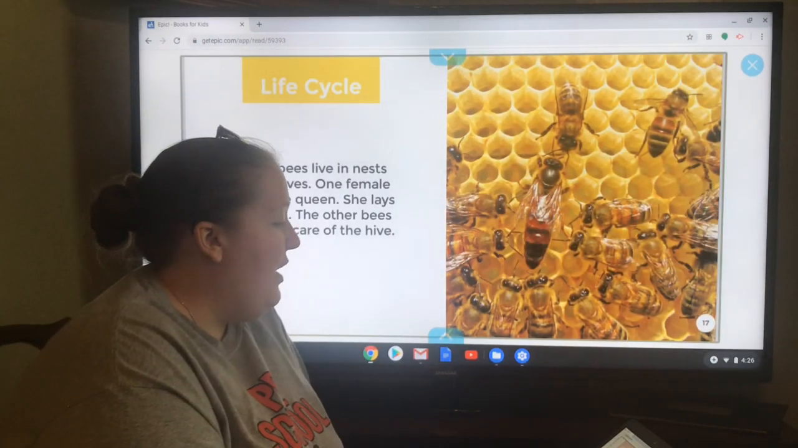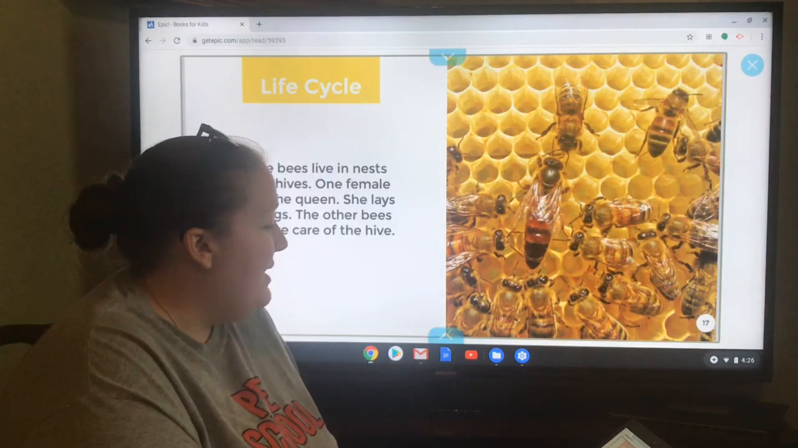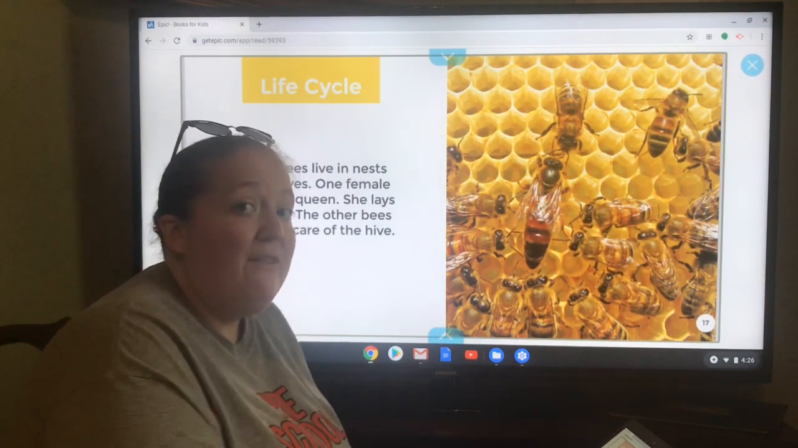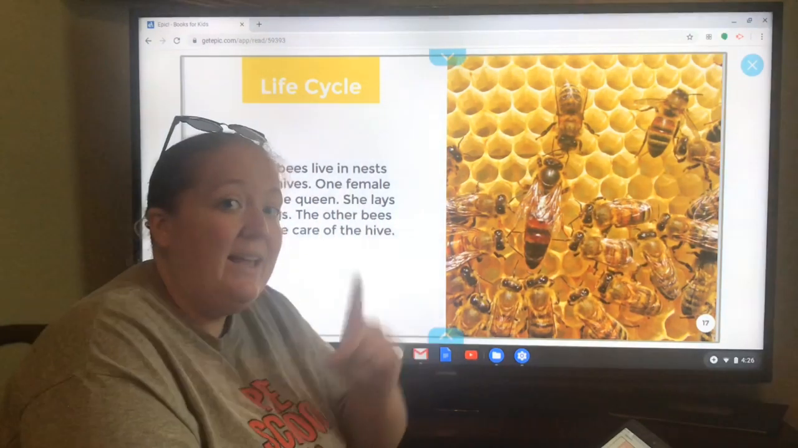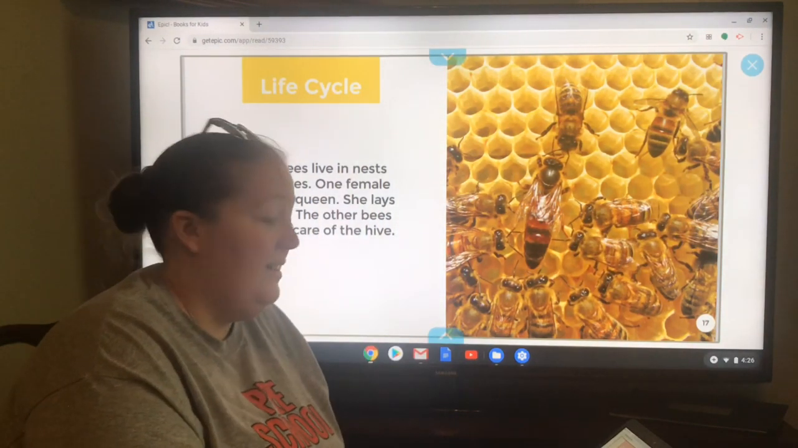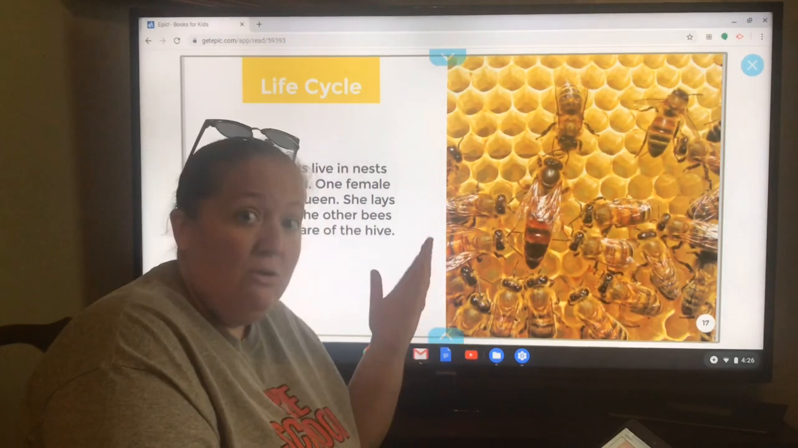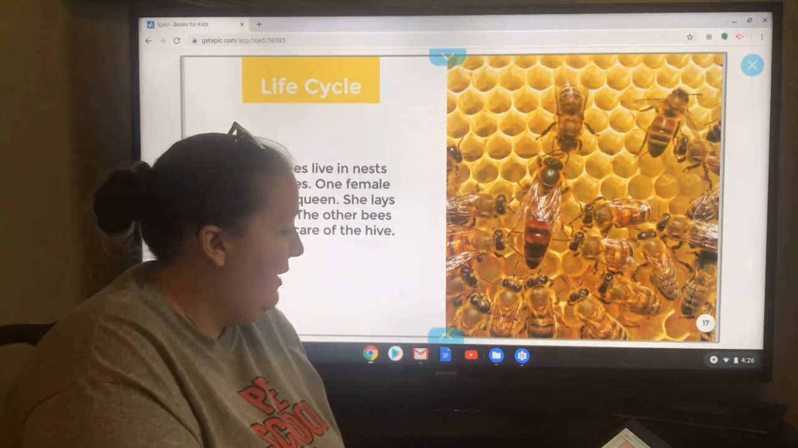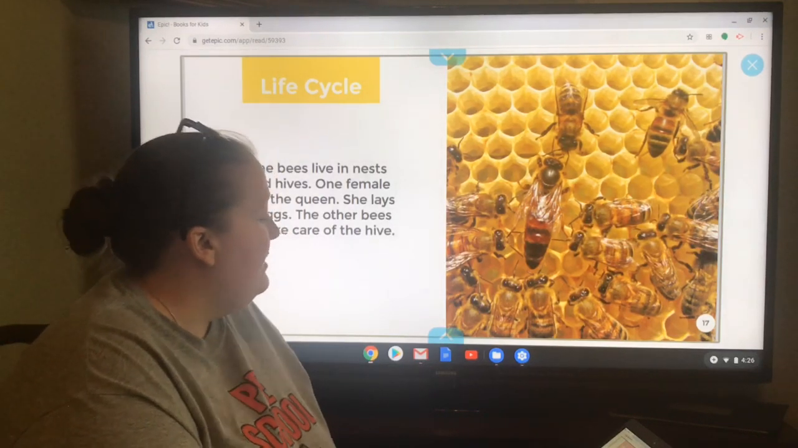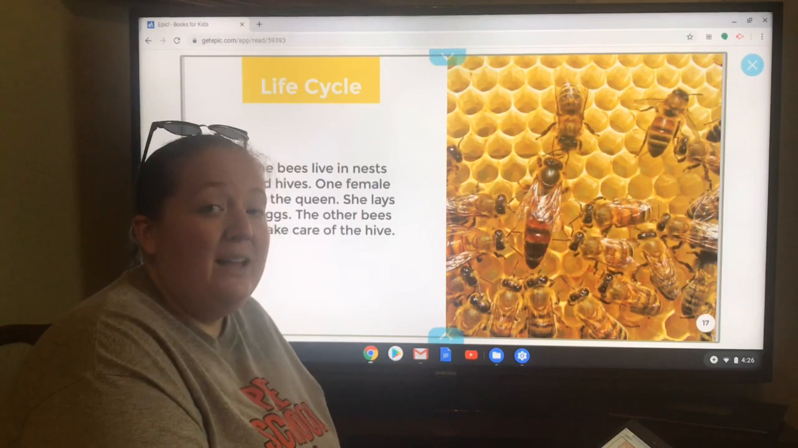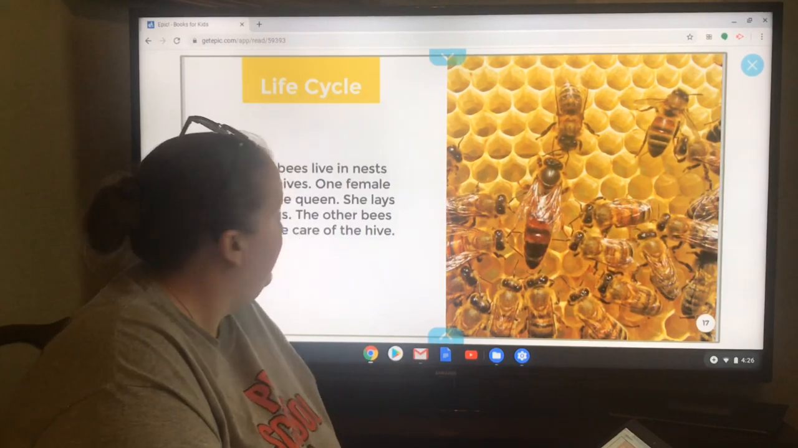The life cycle of a bee. Some bees live in nests called hives. In each hive, there's only one bee that acts as the queen bee. So that means she lays the eggs so that new bees can come into the hive. The other bees help take care of the hive. So within a hive, all the bees have different jobs.